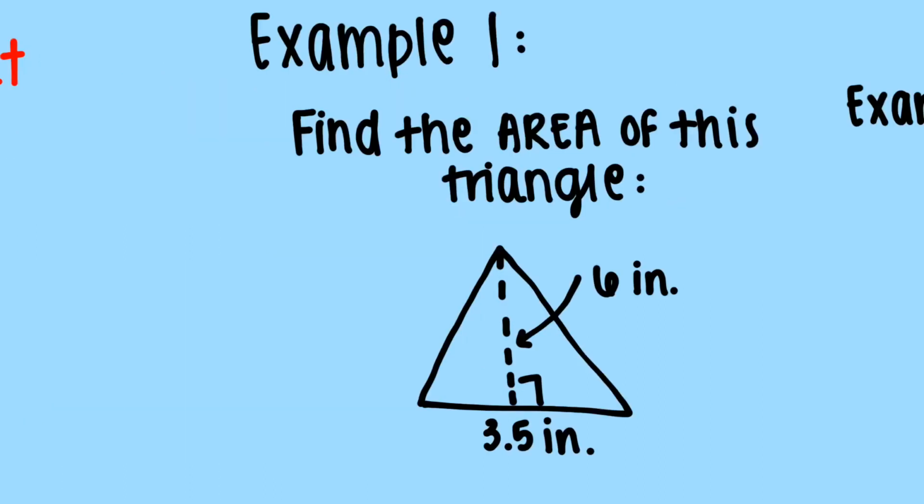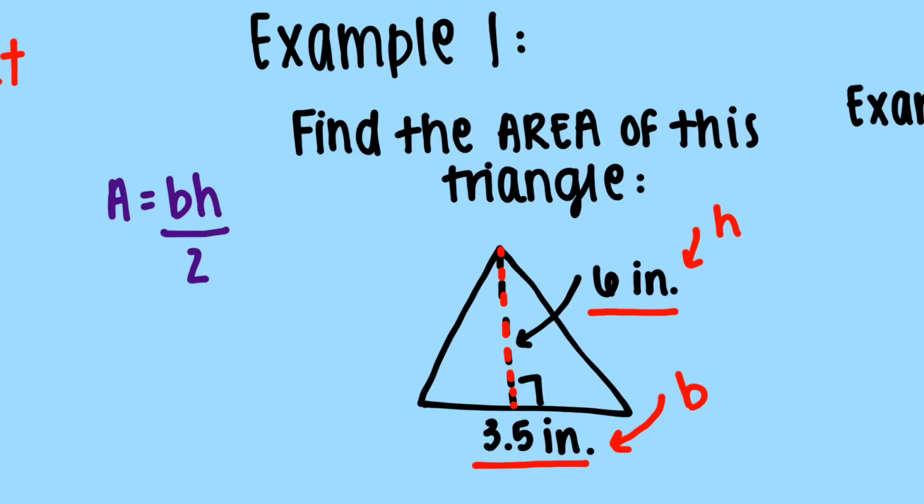So here's the first example we're going to do. I ask you to find the area of this triangle. In this example, I give you 6 inches and 3.5 inches. 3.5 is on the bottom, meaning this is our base. And 6 inches, that goes from the top of the triangle all the way to the bottom. So that tells you this is our height.